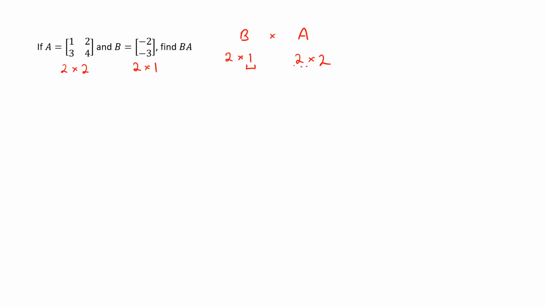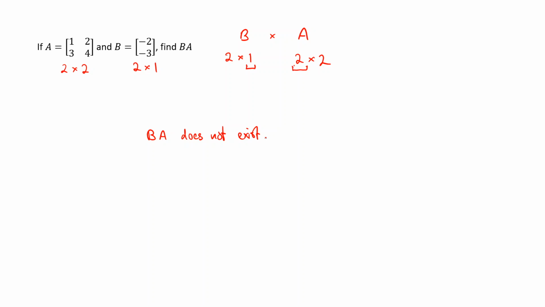And you can see those two numbers don't match. Therefore, you can't multiply the matrices together. You just can't. You just say that does not exist. BA does not exist.